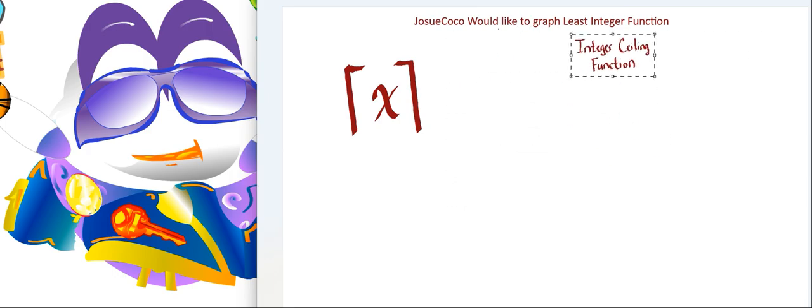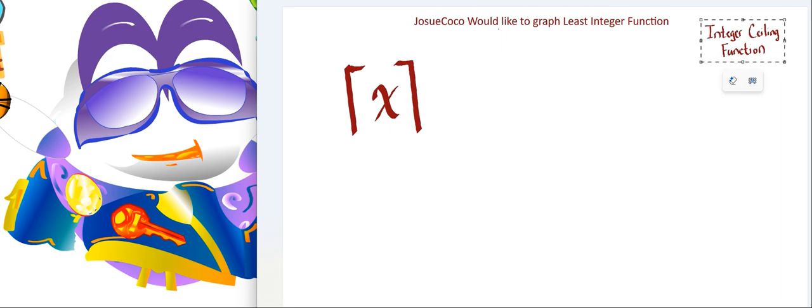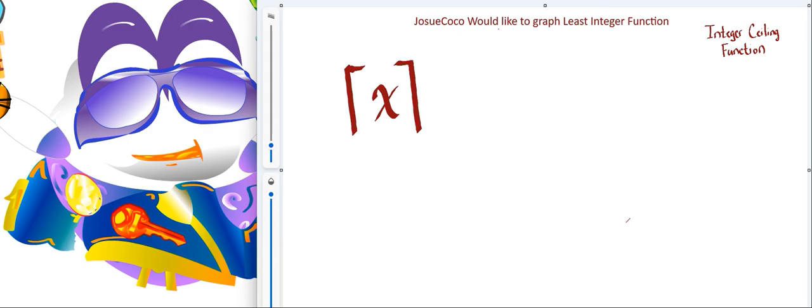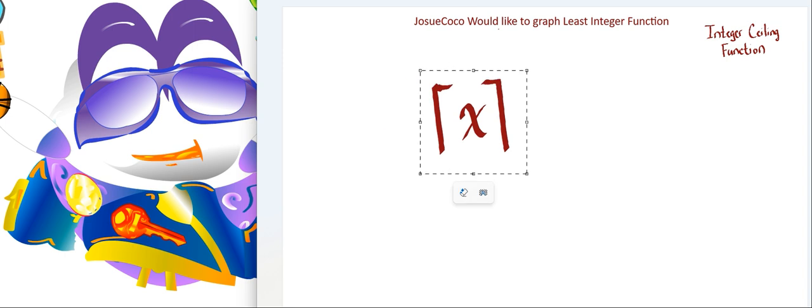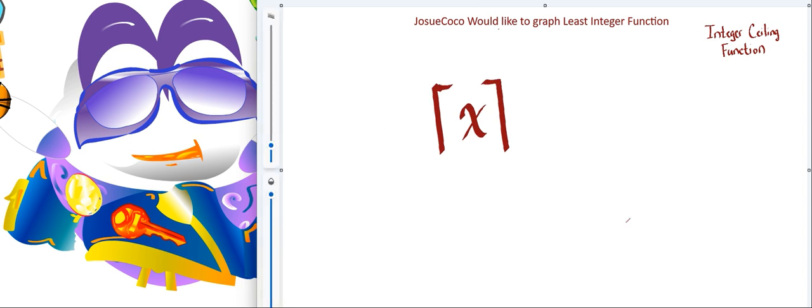Next step, we'll state y equals the ceiling function of x and find x using a handful of variables here. Y equals the integer ceiling function of x.